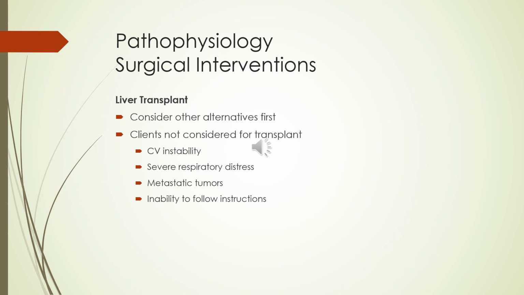Liver transplant should be considered after all other alternatives have been attempted first. Liver transplants can be total liver, or they can dissect sections of the liver to be grafted to allow for regeneration and growth depending on the body's needs. The client that is not considered for transplant would be somebody that has cardiovascular instability, severe respiratory distress, metabolic tumors, or inability to follow instructions, because it's quite a process to heal from a liver transplant.